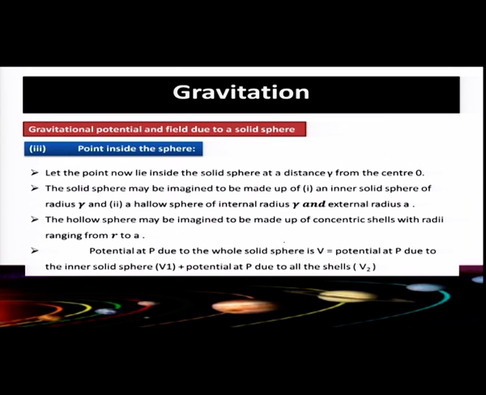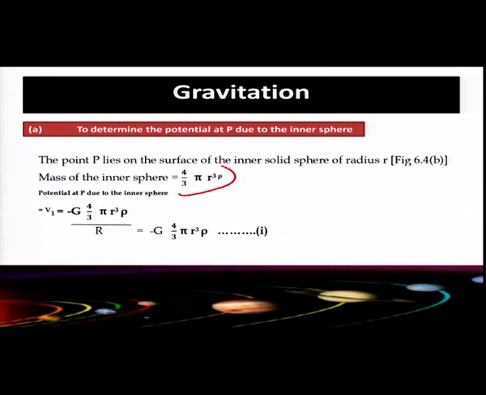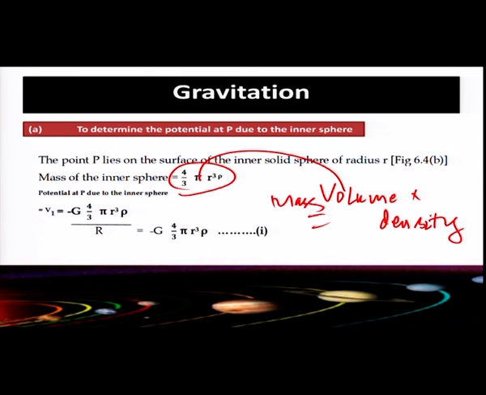Therefore, the potential at a point P due to the whole solid sphere is given by the expression, that is, the mass of the sphere is 4 by 3 pi r cube rho, because mass is nothing but volume into density, and this is the mass. So, the volume of a sphere is 4 by 3 pi r cube, the density is rho, therefore, we have 4 by 3 pi r cube rho.